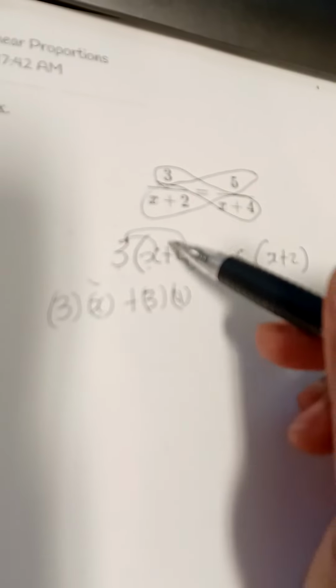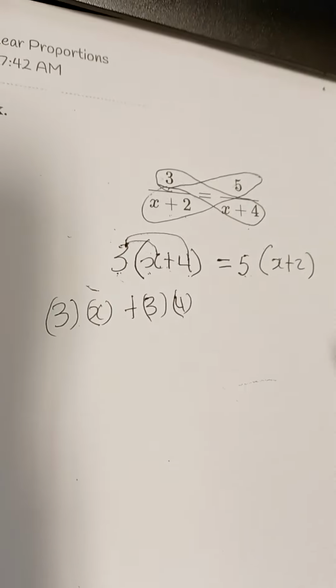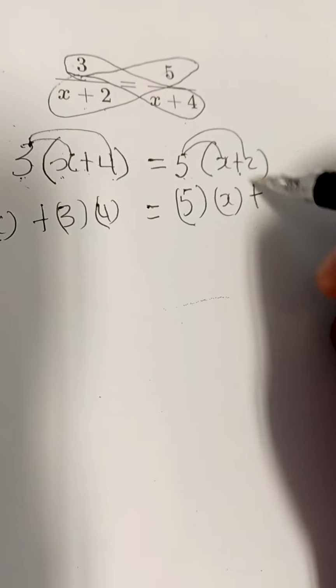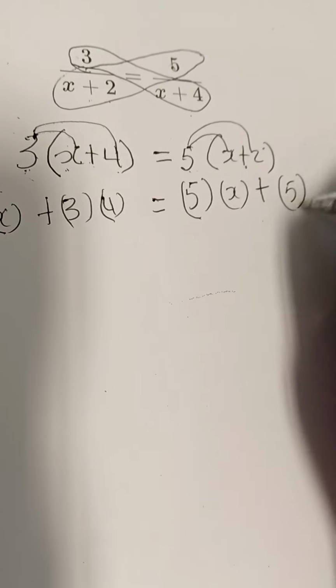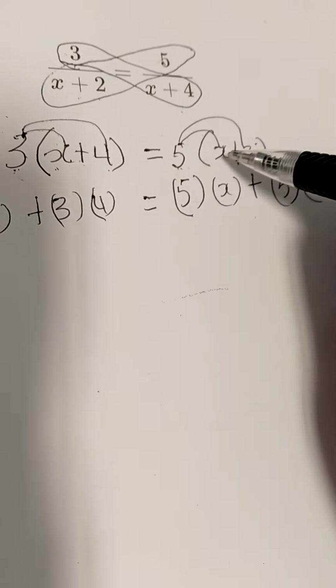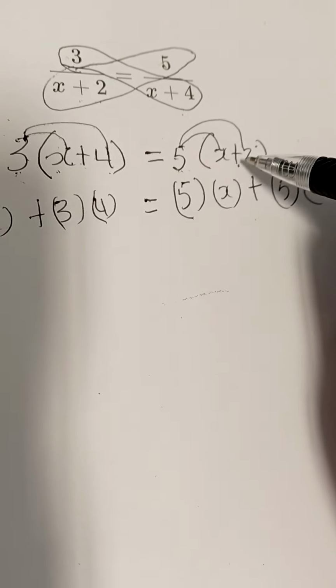In this problem, you could do one side first, or you could do both at the same time. I'm going to do both at the same time. So this is going to be equal to 5 times x, plus 5 times 2. Everything outside the parentheses must be multiplied with everything within the parentheses.